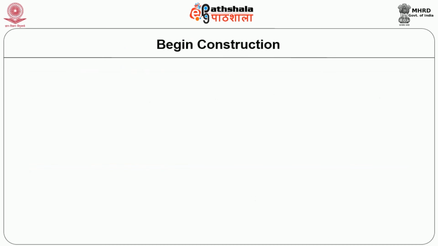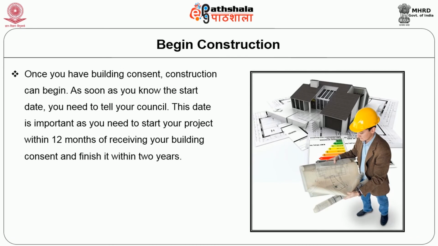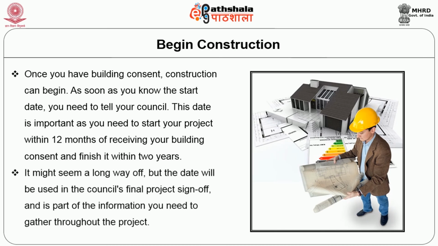Begin the construction. Once you have building consent, construction can begin. As soon as you know the start date, you need to tell your council. Now this date is important as you need to start your project within 12 months of receiving your building consent and finish it within 2 years. It might seem a long way off, but the date will be used in the council's final project sign-off and is part of the information you need to gather throughout the project.